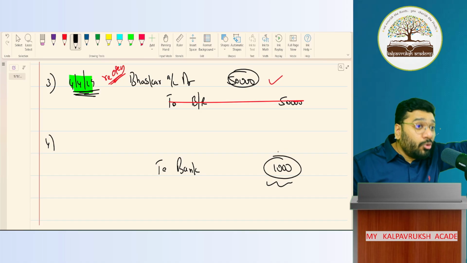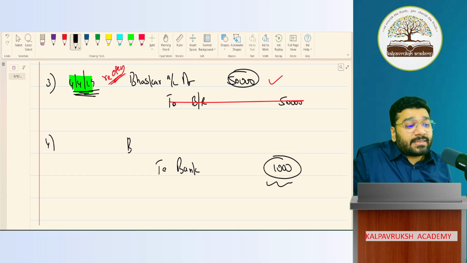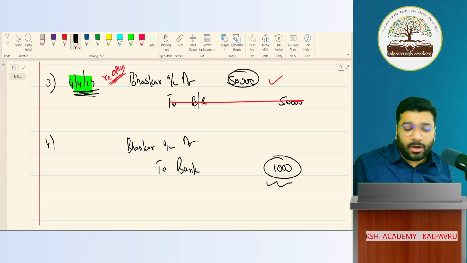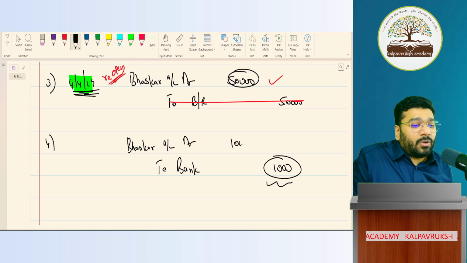Debit in whose account? From whom should you receive money? Bhaskar. So Bhaskar account debit. Bhaskar account debit to bank. How much? 1,000. Any problem?